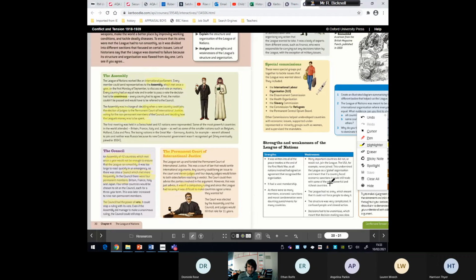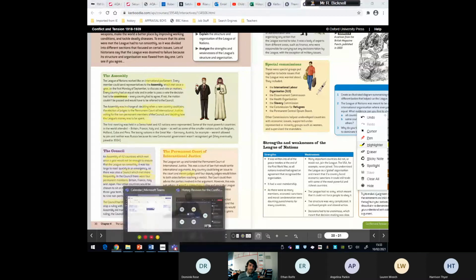Now remember, the USA was not a member. If the USA was a member, would economic sanctions have more of an impact? Bearing in mind how big a country the USA is and what an important trading partner it is for many countries. Think about Japan.